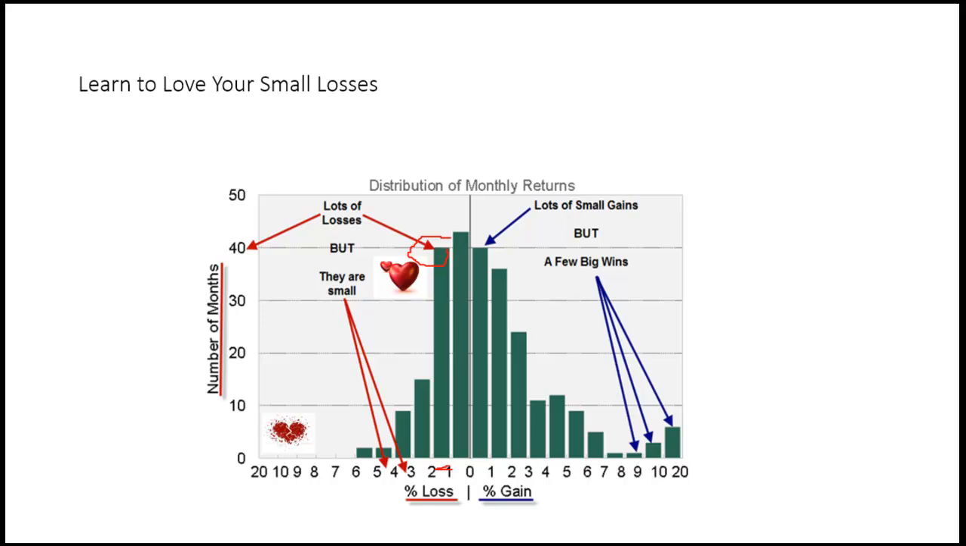Notice there's lots of losses, but they are small. There's lots of small gains as well. Of course, everybody would like to have big wins and nothing else, but even the best traders in the world don't only have big wins. They have lots of small losses, lots of small gains. The biggest difference to success between you, a private investor, and a professional is that a professional will never have big losses, but they will have big wins.